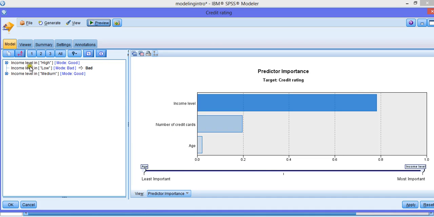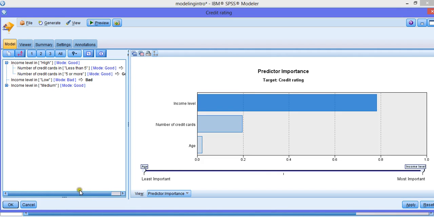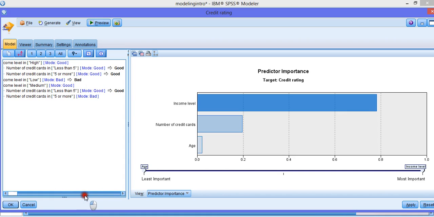Also on the left we have the form view, and that gives you a good summary about who's a good customer or not. We can see that if the income level is high, most of the customers are good, no matter if they have less than five or more than five credit cards. If their income level is low, the other fields are not that important, and they are most likely a bad customer. But for the medium income level, if they have less than five credit cards, it's good, and with more than five credit cards, it's not really good.